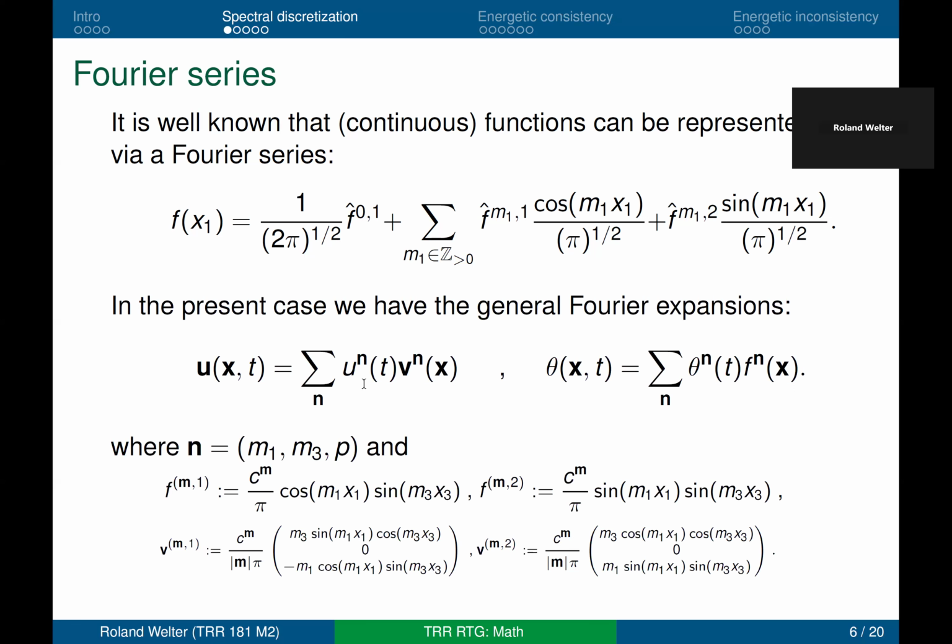The velocity field u can be written as a sum of sinusoidal vectors v_n, and theta can be written in terms of scalars f_n. And the Fourier coefficients are indexed by bold n, which is a vector, since one can have two wave numbers, m1 and m3, in the horizontal and vertical, and a phase p. And the general formulas for these vector fields and scalars given the boundary conditions and divergence-free condition are given here.